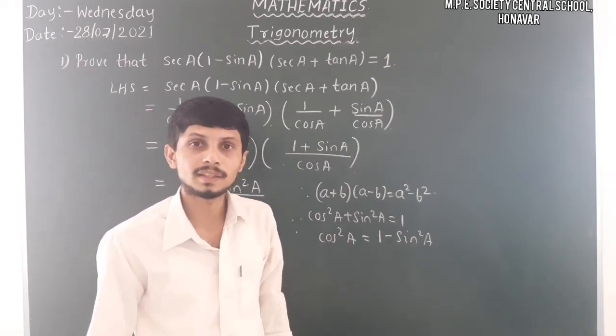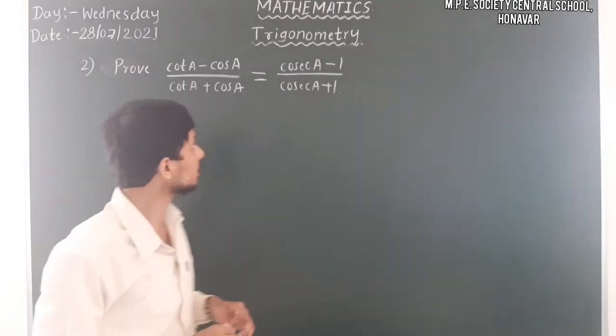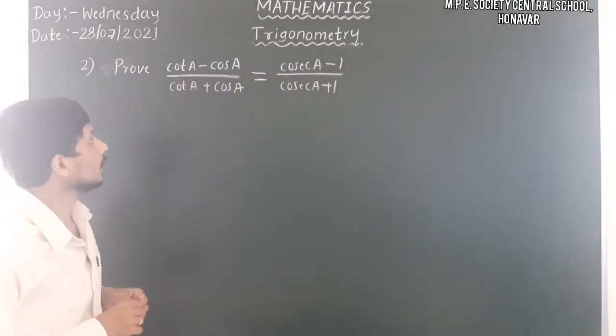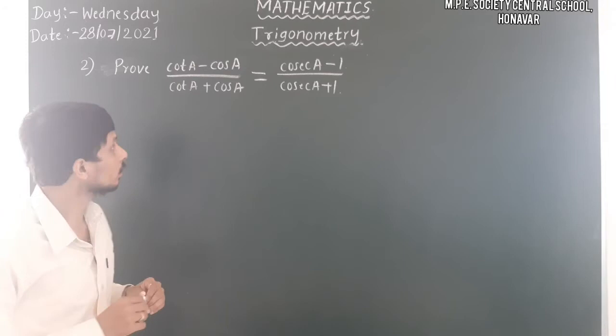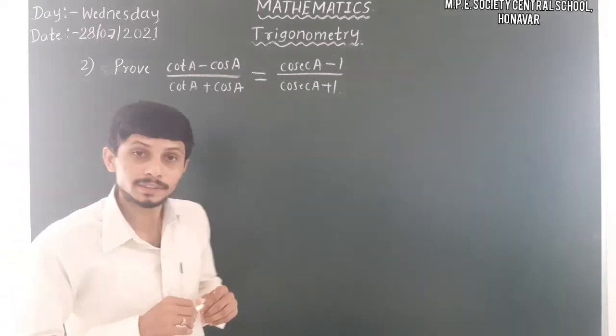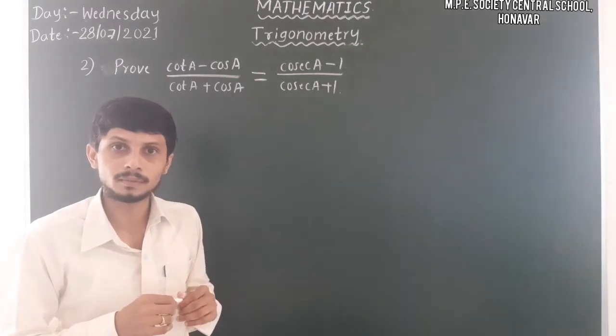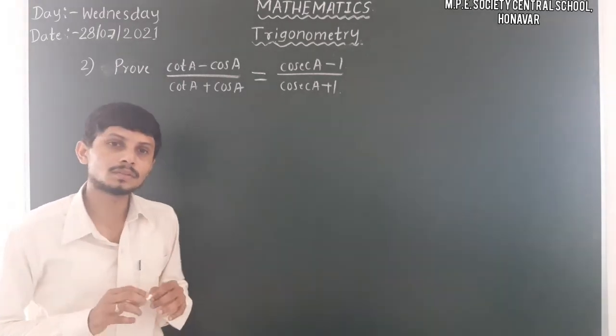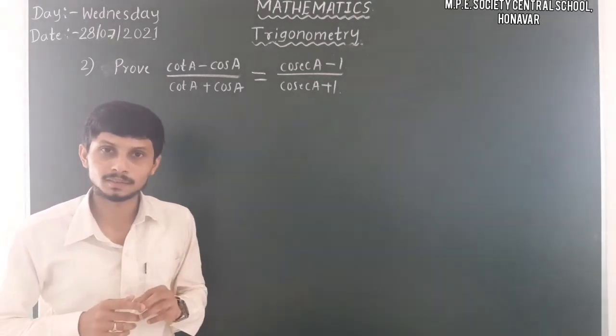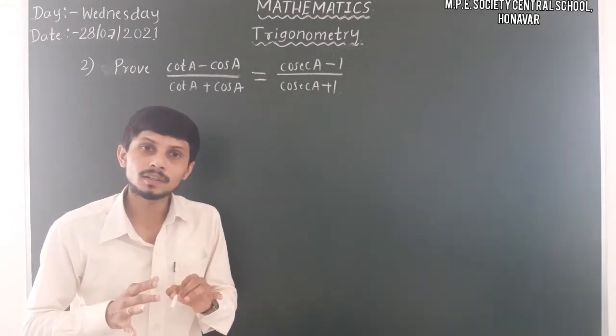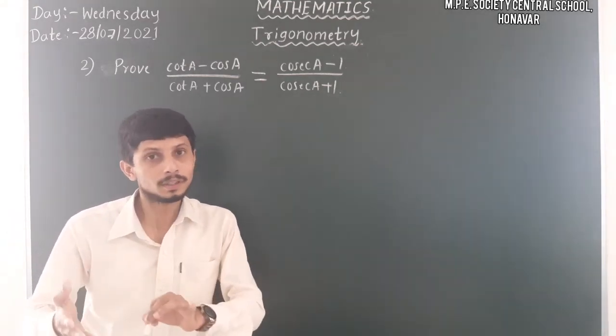So let us take the next problem. Here just observe, we have to prove (cot A minus cos A) divided by (cot A plus cos A) is equal to (cosec A minus 1) divided by (cosec A plus 1). So here just observe, we have both the sides. Firstly we have to think in which form we have to convert it.